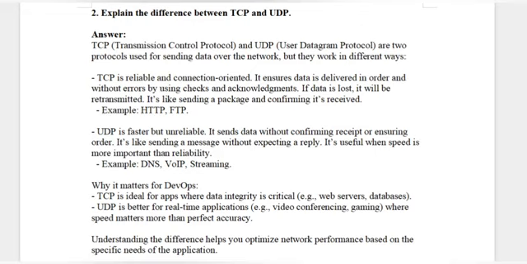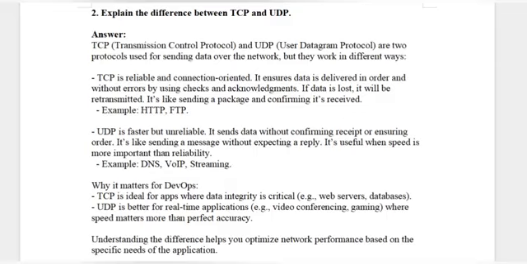UDP is faster but unreliable. It sends data without confirming receipt or ensuring order. It's like sending a message without expecting a reply. It's useful when speed is more important than reliability. For example, DNS and streaming. Why does it matter for DevOps?